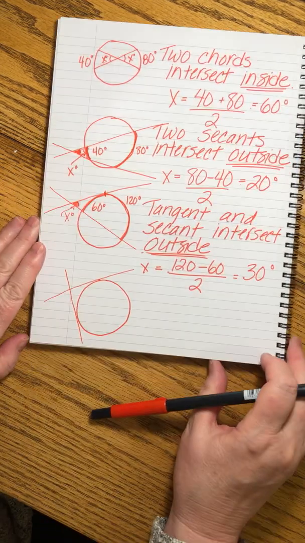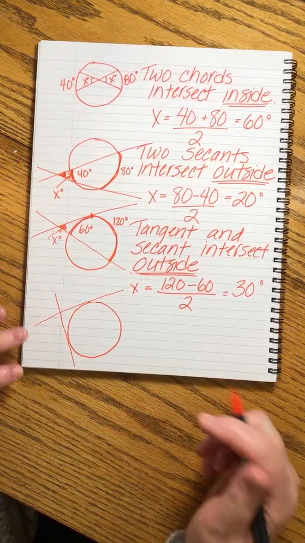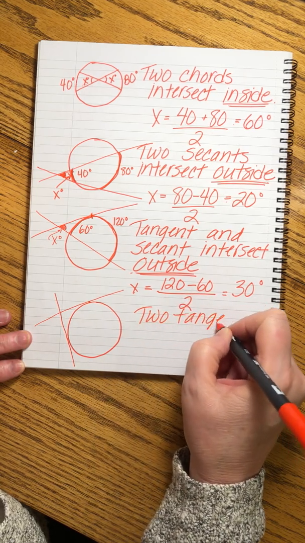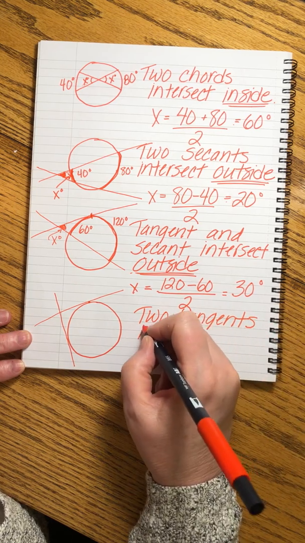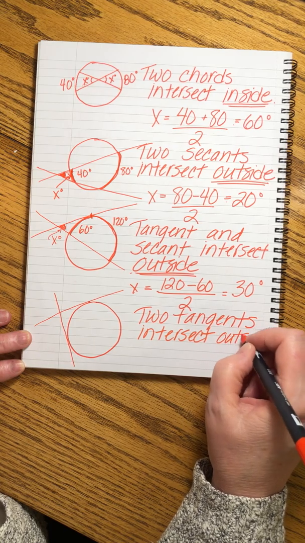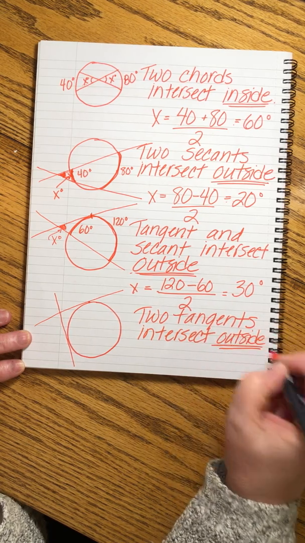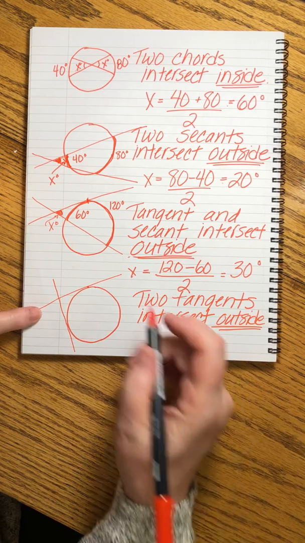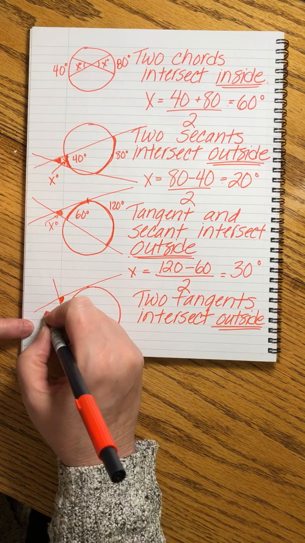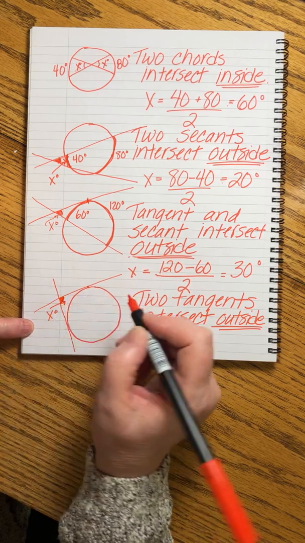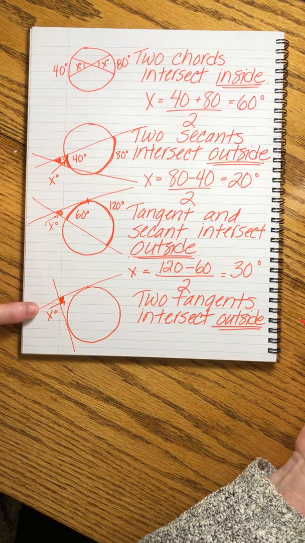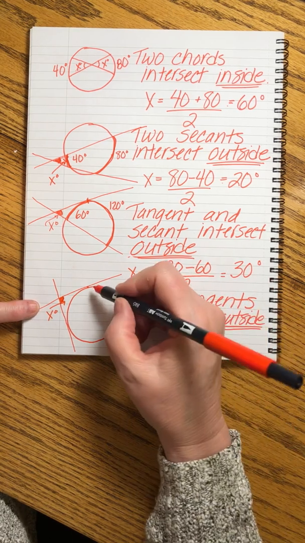Two tangents. Pretend they're perfect. They're not terrible. Okay? So here we have two tangents that intersect outside. All right? Again, we're trying to find the measure of this angle. I'll color it in so you can see it better. We're calling that x degrees, right? That's what we found in all of these, is the measure of that angle. That's x. And again, we're looking for the intercepted arcs.